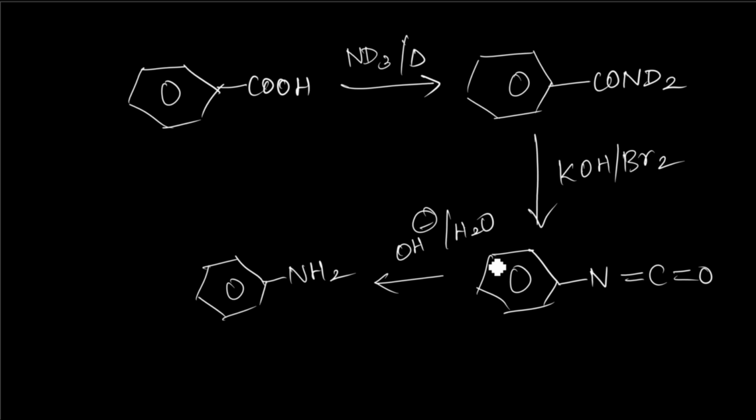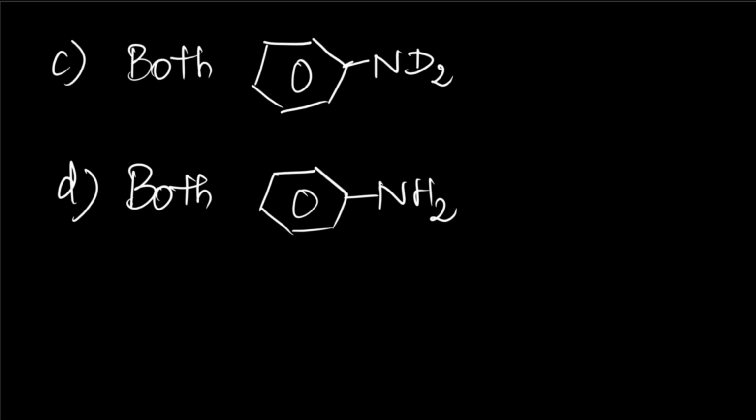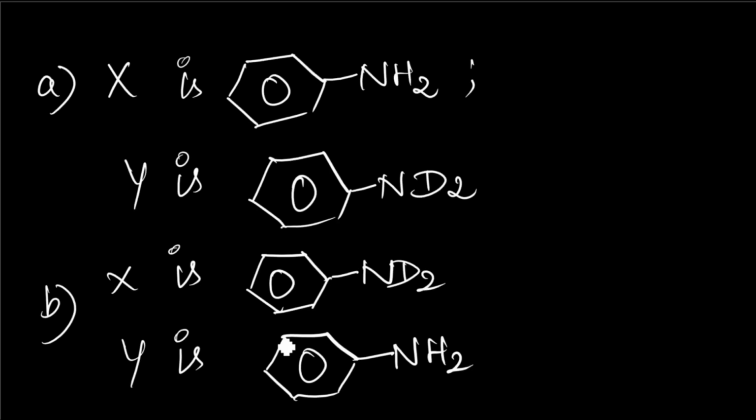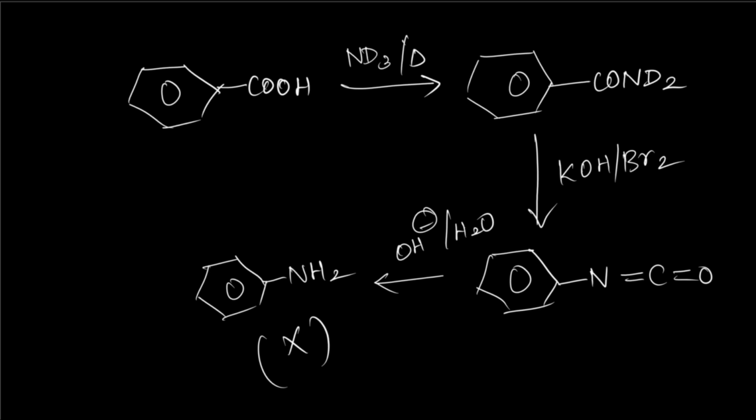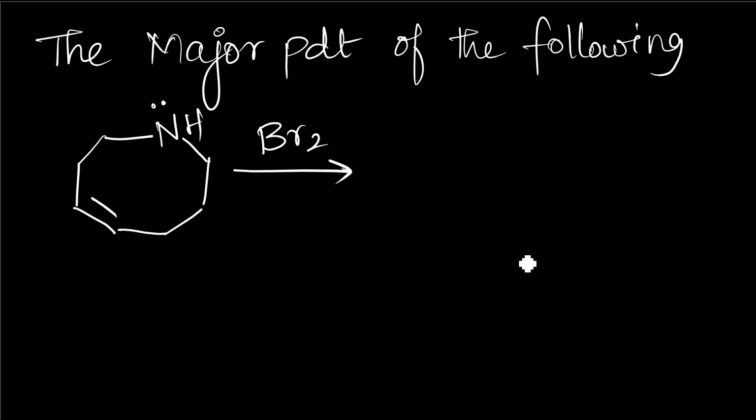Advanced is a lot more about mechanism and the route, the rearrangement it is taking. So that is how they can check your knowledge, isn't it? So this is my X and this is Y. So let's check with the options, not C, not D. What about A and B? X is NH2. Y is ND2. Option A is the right answer to this question. Clear? So moving on to the next question.